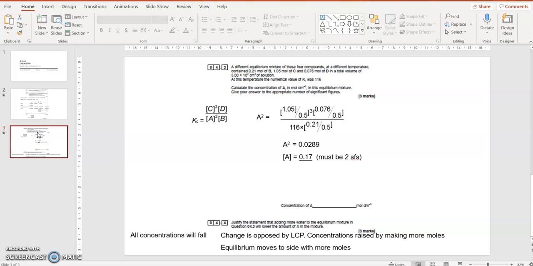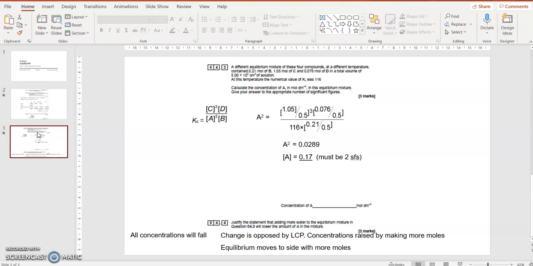I'm just wondering how many significant figures I put in. Yeah, okay, some are 3 significant figures, 116, 5.00 times 10 to the power 2, but there are some that are 2 significant figures, 0.21 and 0.076. So I always go to the lower number of significant figures, so I'm going to go to 0.17.